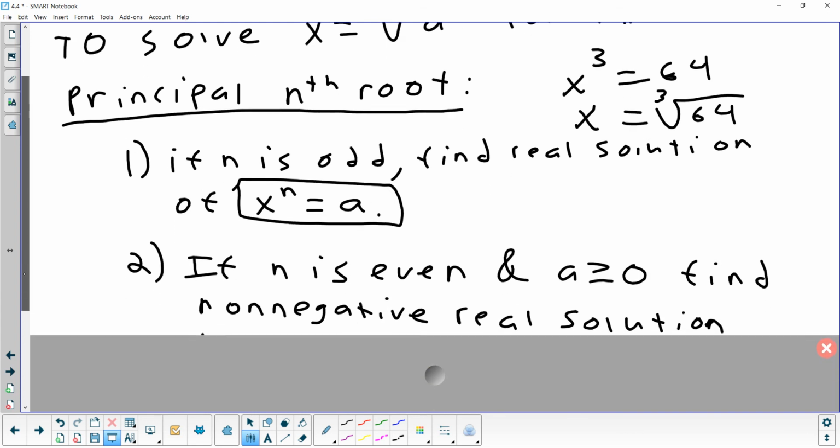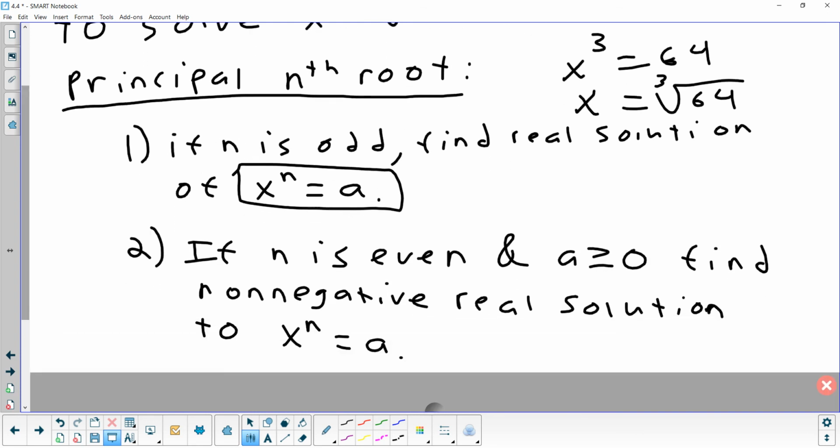Now, with an even root, there is a restriction on the kind of numbers you can take roots of. It's not like odd roots, where you can take the root of anything. Let's pretend like there wasn't a restriction. Let me pick a number for a that wouldn't work. Let's try -5. X squared equals -5. What would you do on both sides to solve that equation?